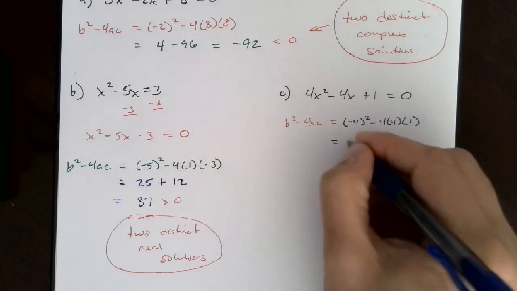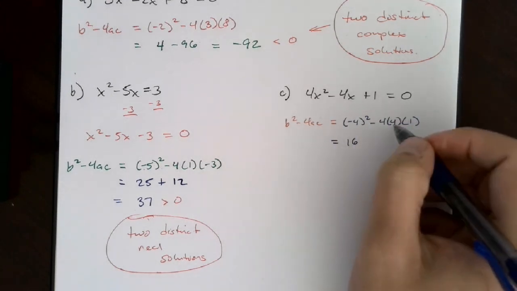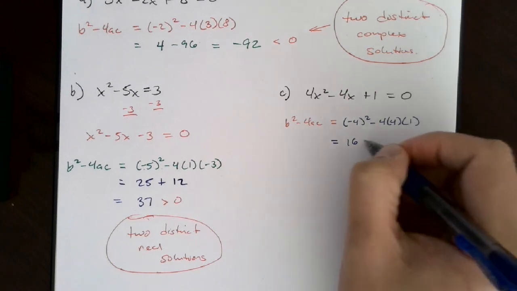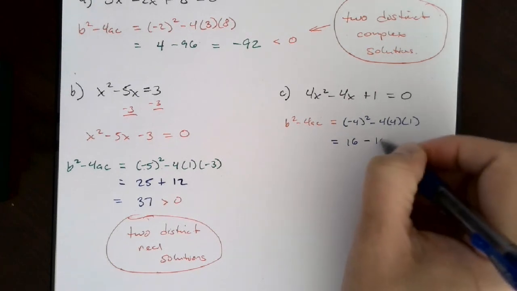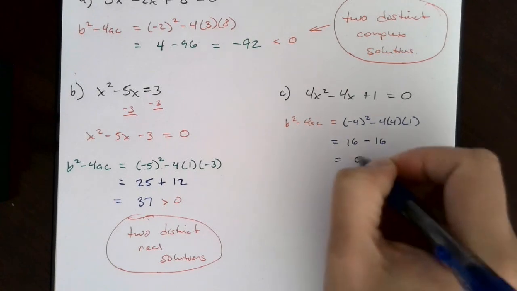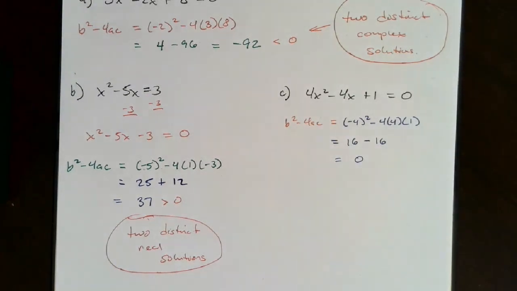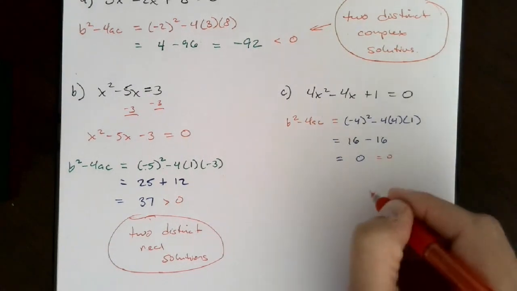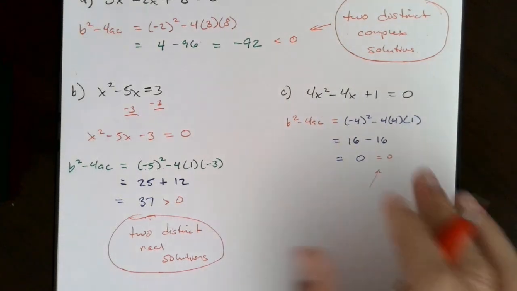Negative 4 squared is a positive 16. Negative 4 times 1, that's going to be minus 4 times 4 is 16, times 1 is 16. 16 minus 16 is 0. The discriminant equals 0. Right, b squared minus 4ac, that does equal 0.